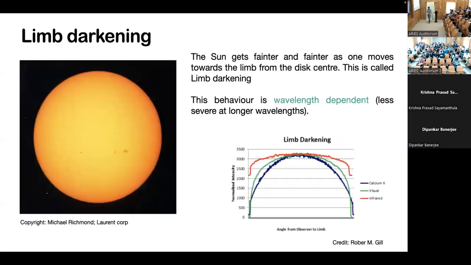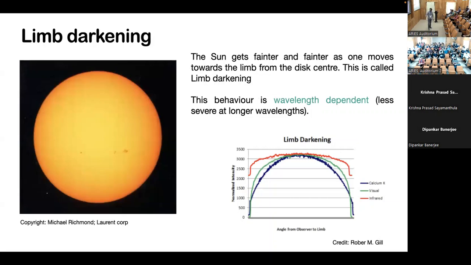This effect is also dependent on wavelength. Another effect you can see is, if you look in a specific filter, for example a red filter here, then from the center to the edge, not only does the intensity fall off, the color also changes, right? It also becomes more and more red.